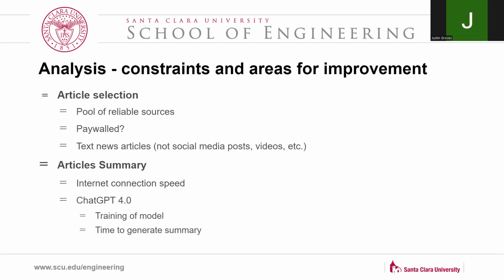Some constraints and areas of improvement include the pool of reliable sources. For our project, we have implemented scrapers for a limited pool of publishers and would like to expand our selection for more breadth of data. With respect to subscription-based articles, we could implement some form of account linking to allow users to access them. Finally, we could use an additional AI tool to process video and image-based information, in addition to text articles as well.